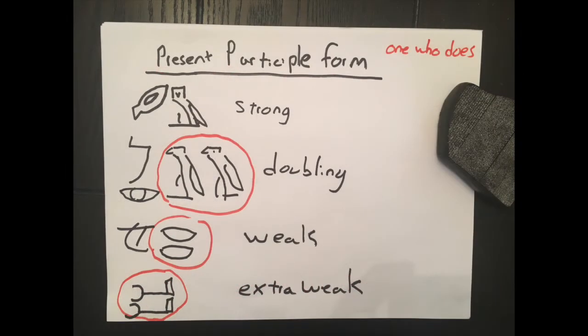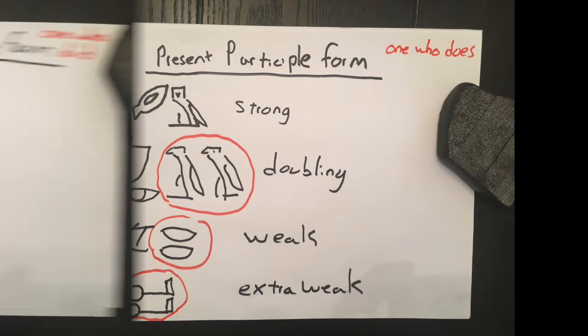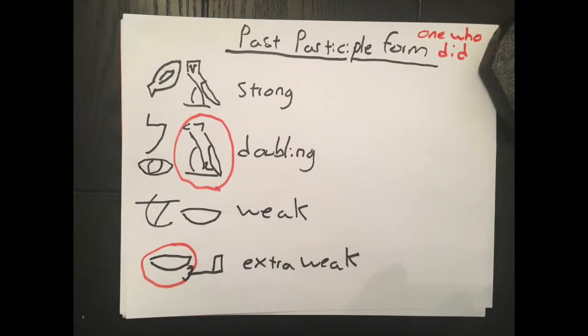All right, so returning to verb forms. So we're talking about the participle form, which is one who does. It's when the verb acts a bit like a noun. So that has both a present and a past participle form. The present form, everything doubles. In the past, no doubling, but you do get an extra R in extra weak verbs, like radi instead of D.